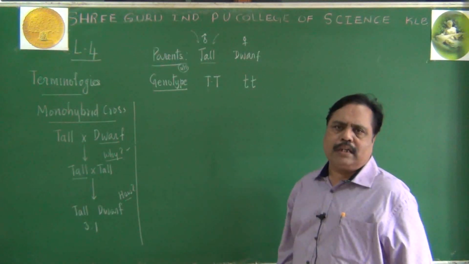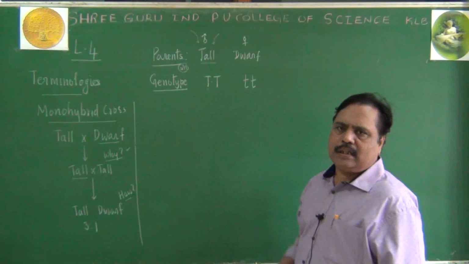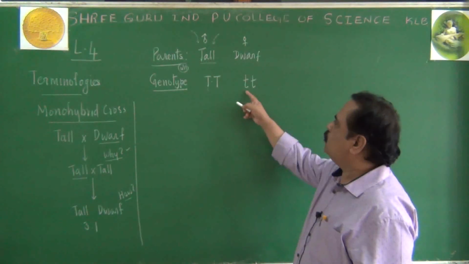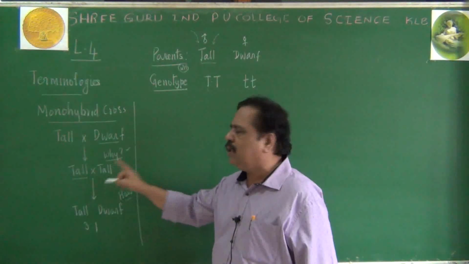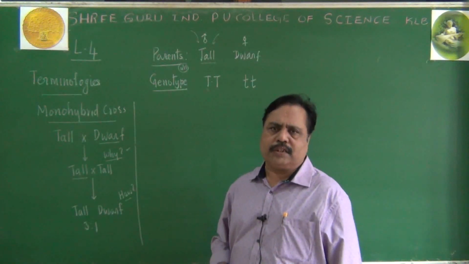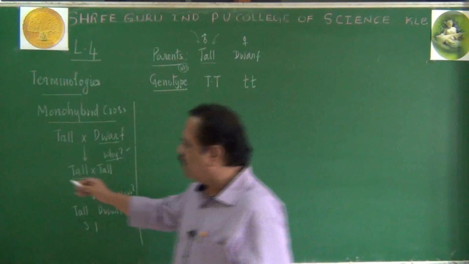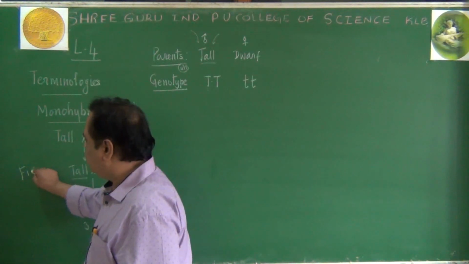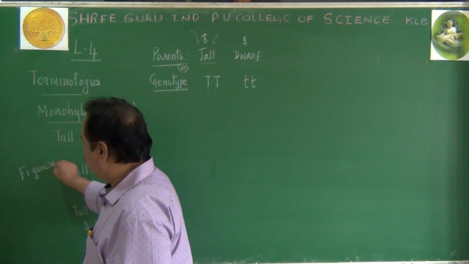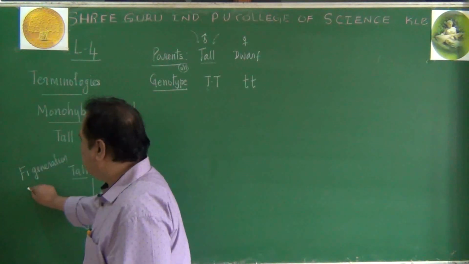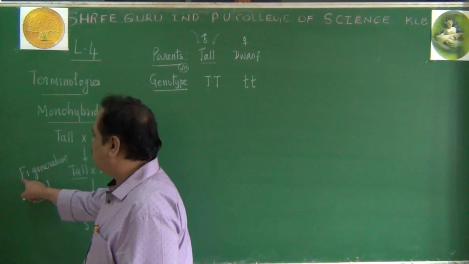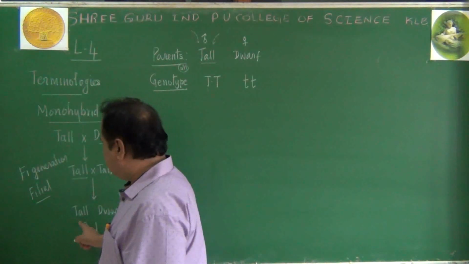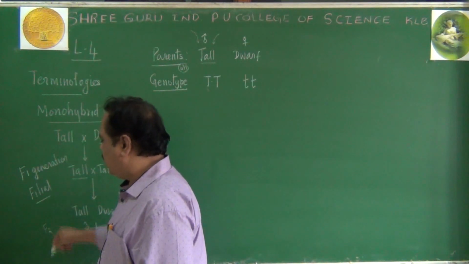Again, why the lowercase letter here? This small t refers to the recessive condition because it has not appeared in the F1 generation, or first generation. So I am using the word F1 generation here. The word F1 refers to filial generation. First generation means F1 generation. Second generation means F2, it can be called.